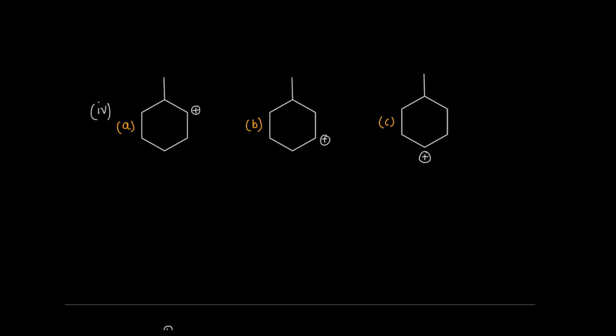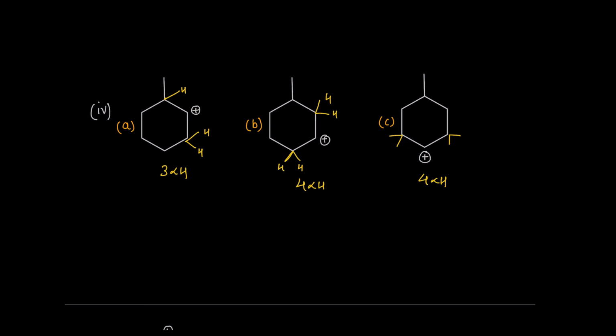Question number 4, we have almost the same question. There's no resonance in either of them. We'll look into hyperconjugation. We have 3 alpha hydrogens in this case, 1, 2 and 3. Next we have 4 alpha hydrogens here, and the same, 4 alpha hydrogens here. So we can say that A is less stable than B and C both, right?